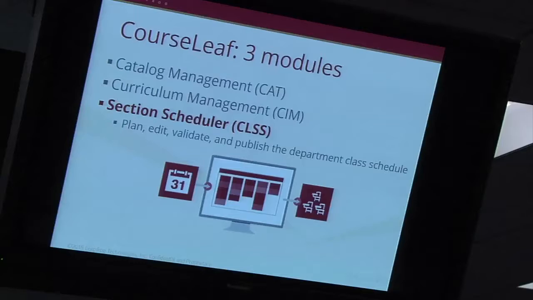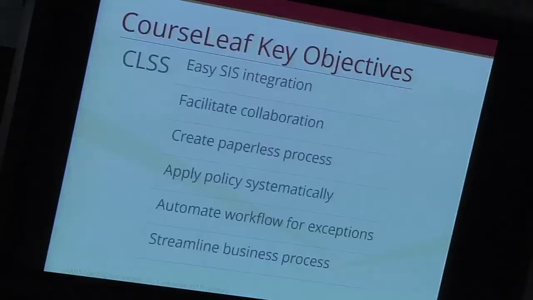Courseleaf consists of actually 4 modules, but I'm going to refer to the 3. Catalog management that I was all geared up to do this morning, we call CAT. Curriculum management. It is a competitor to CurricuNet, which you are probably familiar with. Integrates with our catalog management software. Today I'm talking about Section Scheduler. Section Scheduler is for planning and validating the class schedule. It's for your college and department schedulers to build that schedule.